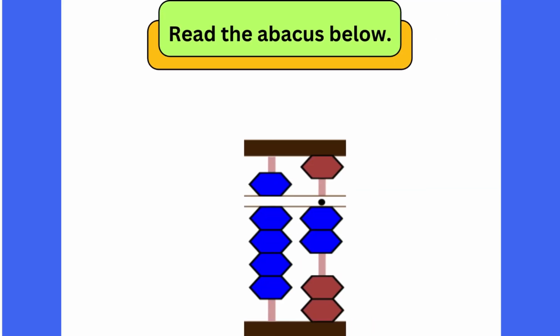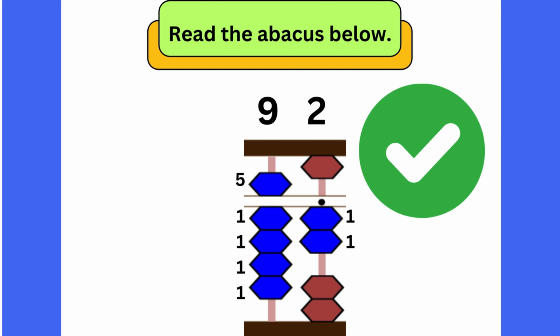Read the abacus below. There are 1 upper bead and 4 lower beads attached to the bar in the tens column. And 2 lower beads in the ones column are attached to the bar. Therefore, the abacus represents the number 92.